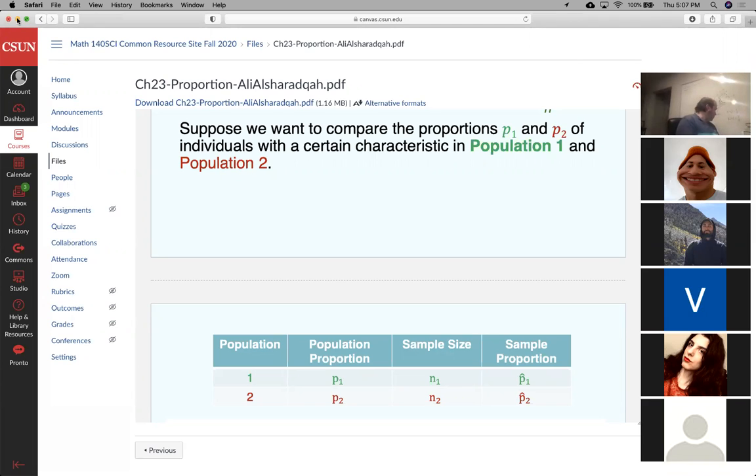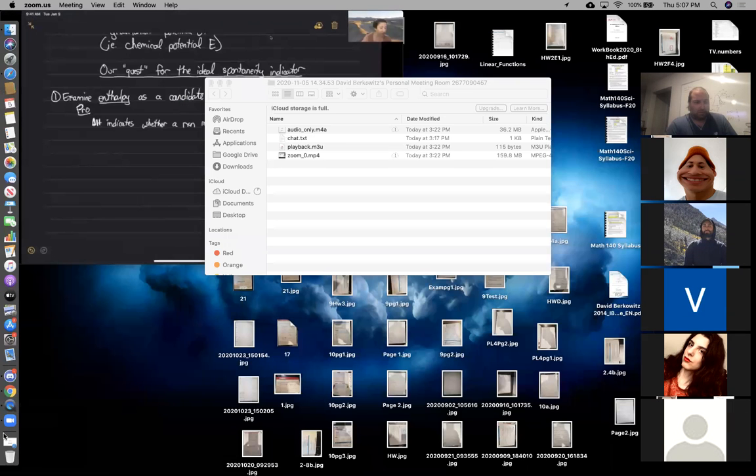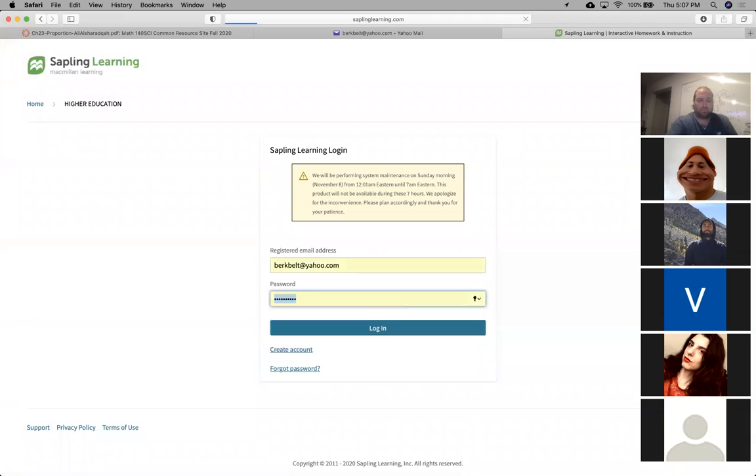Which book are we using? We're not using that one. Do we have the book? Oh, it's on Sapling. That's right. Let me stop sharing for a second and load up Sapling. Okay, let's see where we're at. Let's see what more we have.